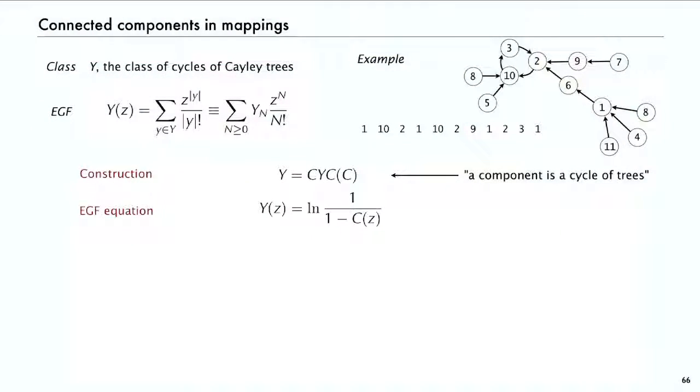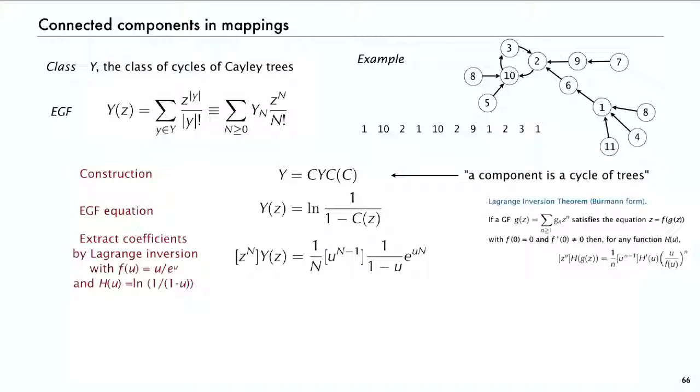The exponential generating function for cycles of Cayley trees is log of 1 over 1 minus C of z, where C of z is the exponential generating function for Cayley trees. Now, what about extracting coefficients? Well, here's where the Bürmann form of Lagrange inversion comes in. We still get to use u over e to the u, but now we have this other function, h of u, which in this case is log of 1 over 1 minus u. So we want the coefficient of z to the n in log of 1 over 1 minus C of z, where C of z equals u over e to the u.